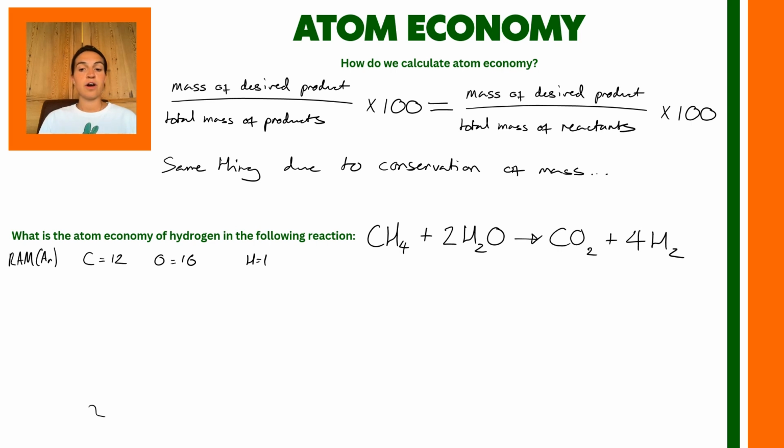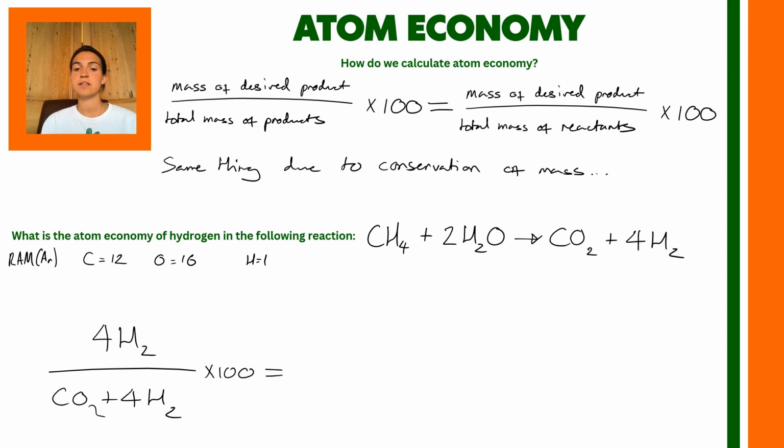Hence, the total mass of the reactants is the same as the total mass of the products. So let's have a go at this in an example. What is the atom economy of hydrogen in the following reaction? And we're given some relative atomic masses. So let's have a look at our left-hand equation to do this one. So we've got mass of desired product, which is my hydrogen, which comes out the end, and that's 4H2 divided by total mass of the products. So that's my CO2 plus 4H2 times 100.